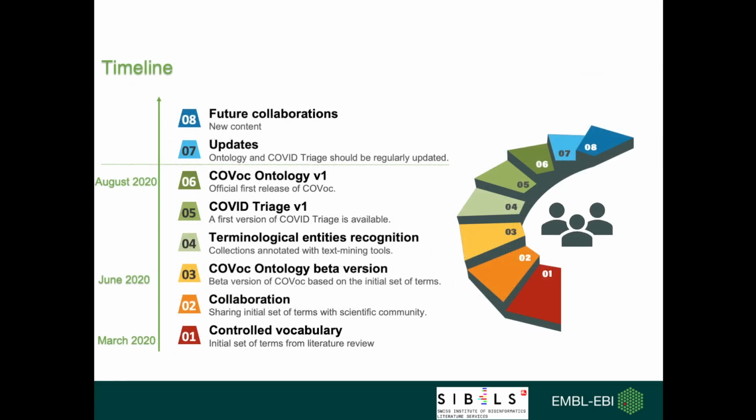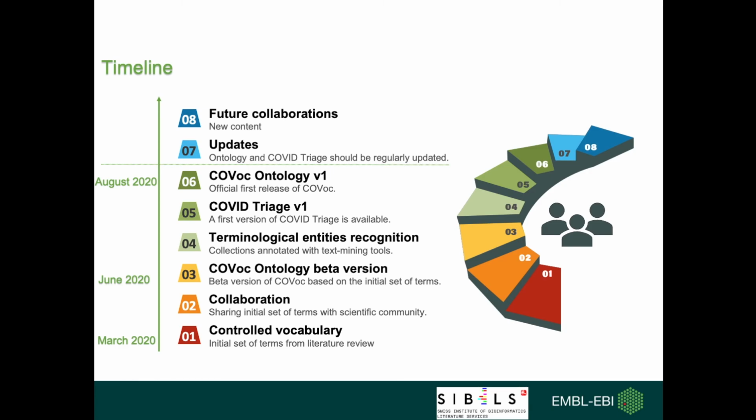COVoc has been in development since early March 2020, when the need to create a literature triage tool was recognised by our collaborators at the SIB. Quickly, they developed a set of terms from a literature review, and by the end of March and early April, our collaboration began. We met to understand the needs and requirements for COVoc, and then assisted in the manual mapping of these initial terms to existing ontologies.